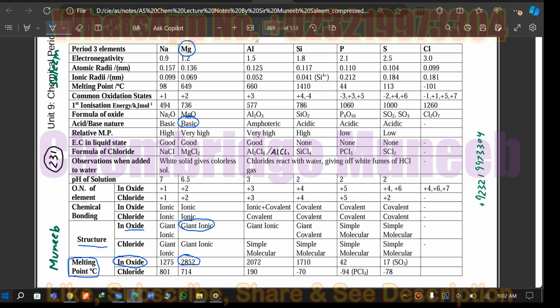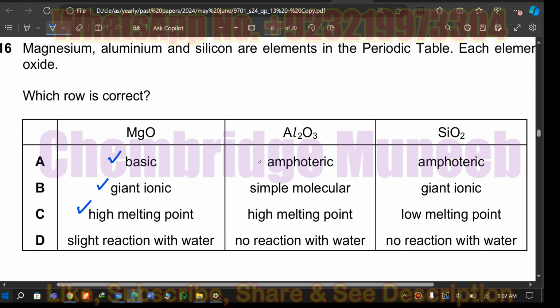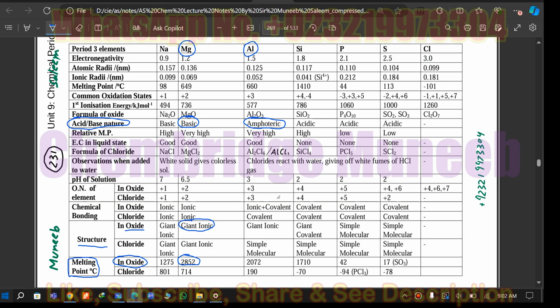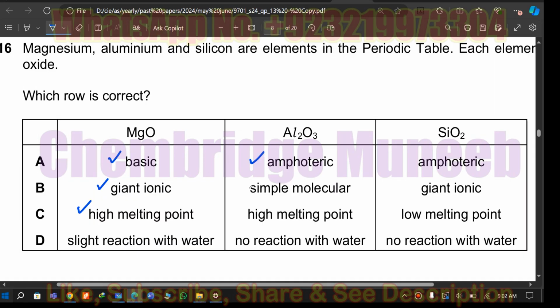For aluminium we have aluminium oxide, and we need to check its acid-base nature. It is amphoteric, as given here, which means it is just amphoteric. Then the structure of aluminium oxide, simple molecular. So let's move to the structure part. Aluminium oxide has a giant structure, a giant ionic structure. It is not simple molecular, so this becomes incorrect.